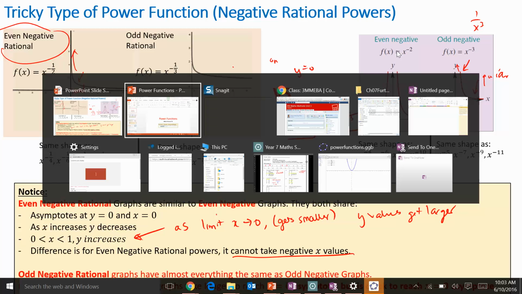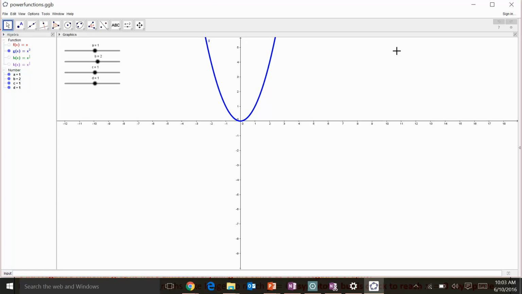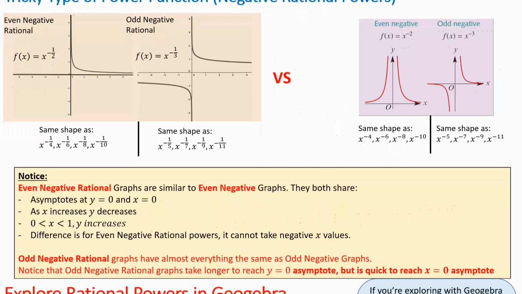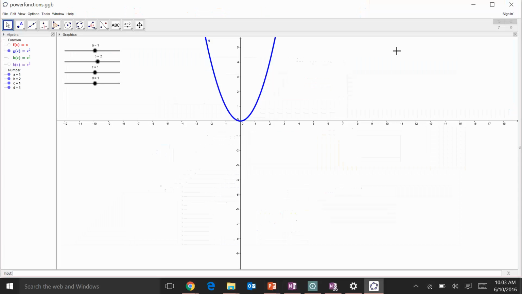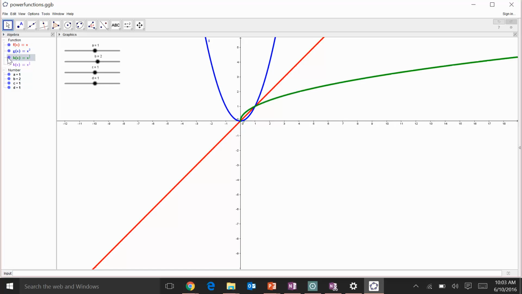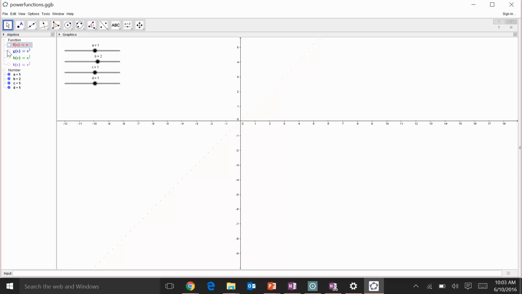Okay? So let's have a look at Geogebra. Now, when you're using Geogebra, just keep a note here if you want to play around with my sliders. These are called sliders. You've got your A, B, C, D. A, B will control the first 3 functions, so you've got 1, 2, and 3. That will play with the first 3. And if you want to control the last one, that's C and D. The reason I've got 4 functions there is so you can compare.